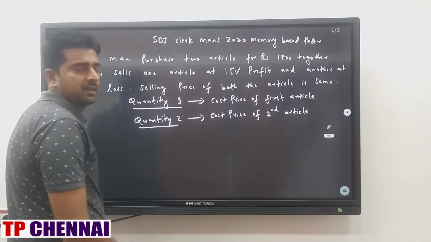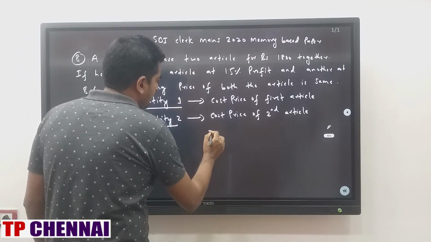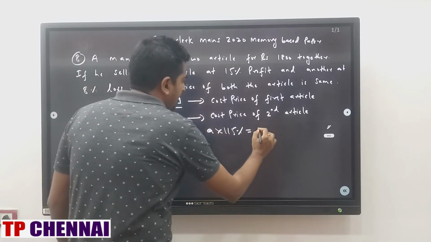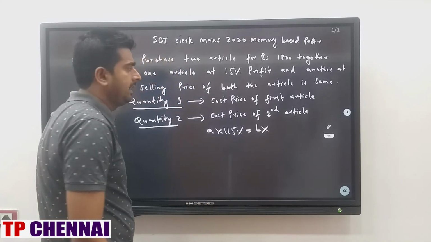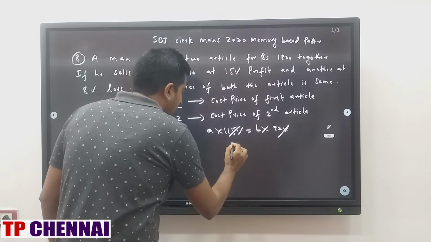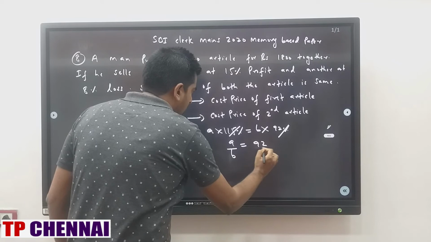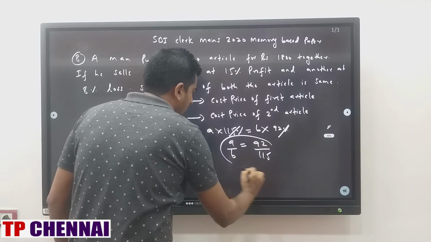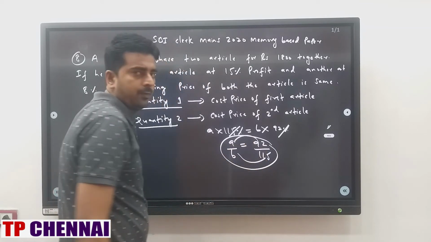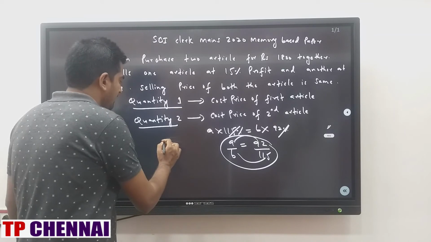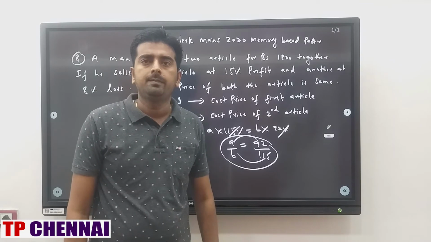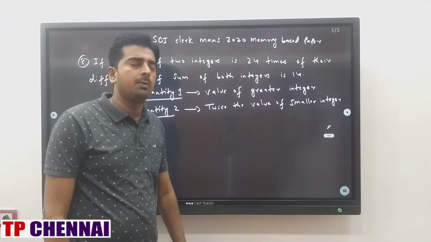One article at 15% profit. First article, let us assume this is A. So A into 115 percent, and the selling price is the same. The second is getting a loss of 8%, so 92 percent. So what is A by B? A by B is 92 by 115. I am not going to calculate here. I don't need to calculate. Already you know that A is 92, B is 115. That means quantity 1 is less than quantity 2. That is the answer. So now we will see the next question of quantity 1 and quantity 2.